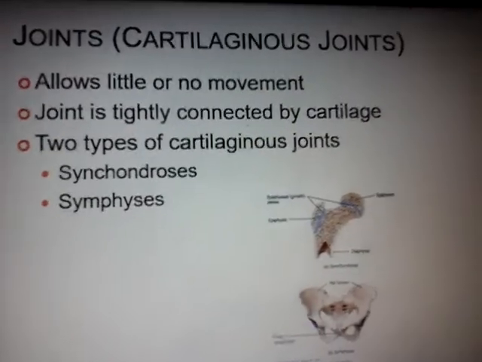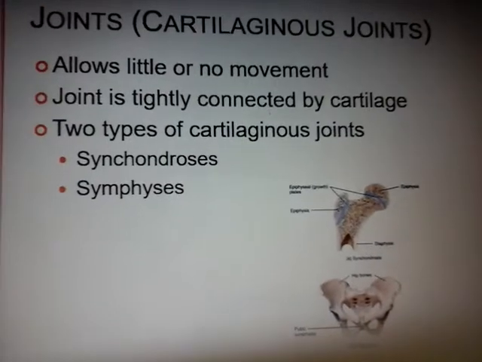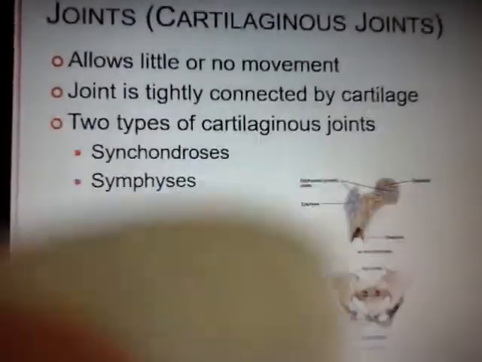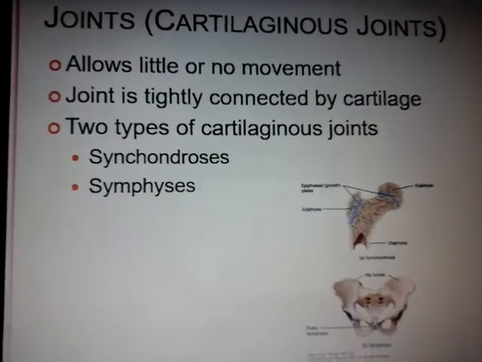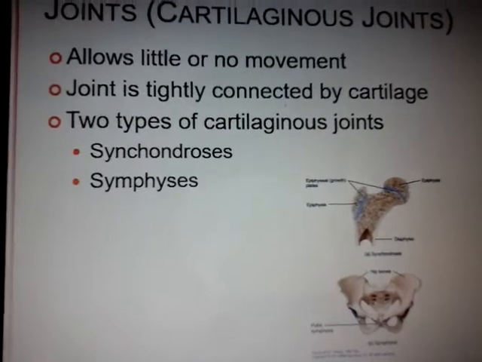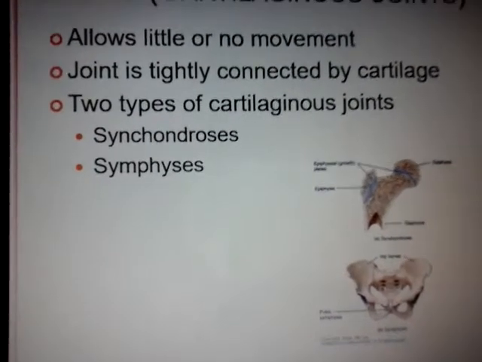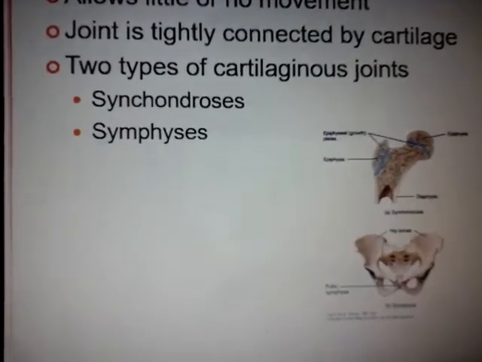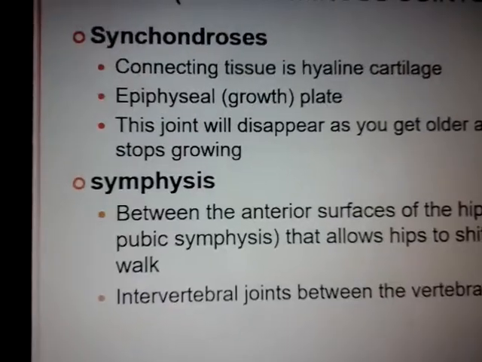Okay. You then have what are called cartilaginous joints. And cartilaginous joints, they move, they just don't move a lot. Okay. And so this joint gets its name because it's tightly connected by cartilage. And you have two major categories, what's called a synchondrosis and a symphysis. And so you can see the pictures there. The first one is an example of a synchondrosis, and the second one is an example of a symphysis. But we'll talk about them here.